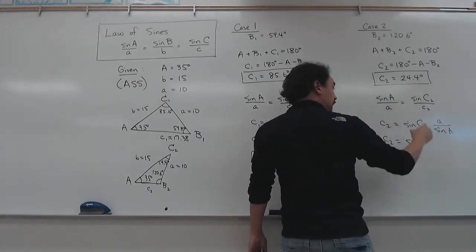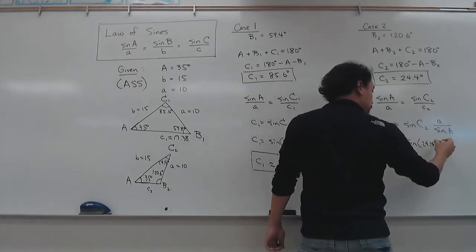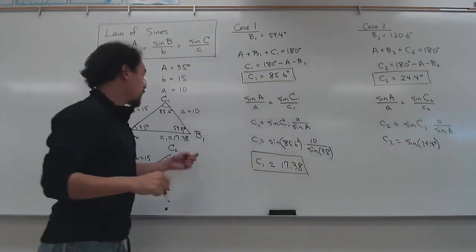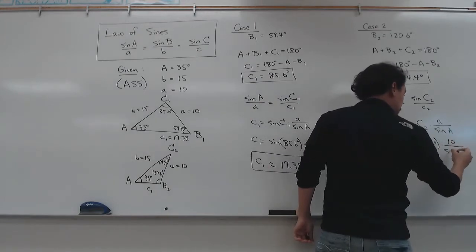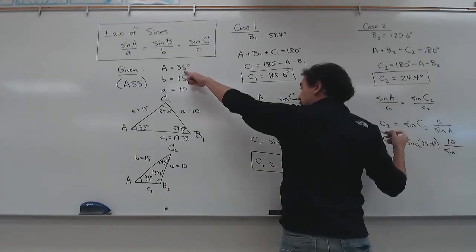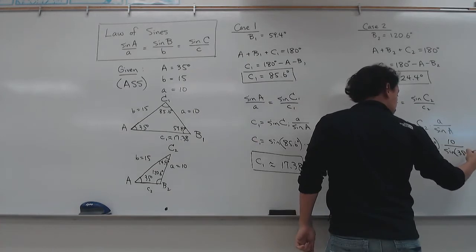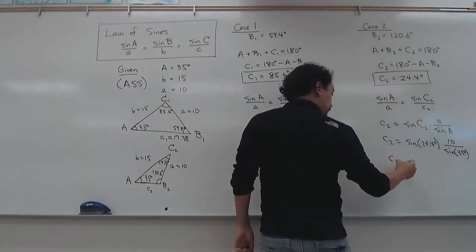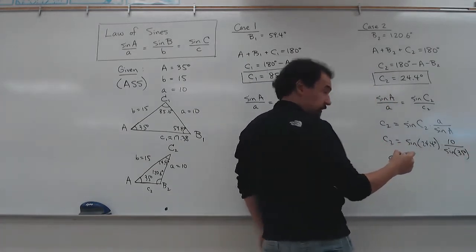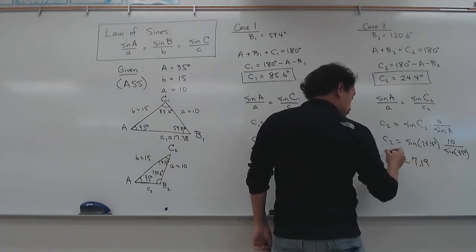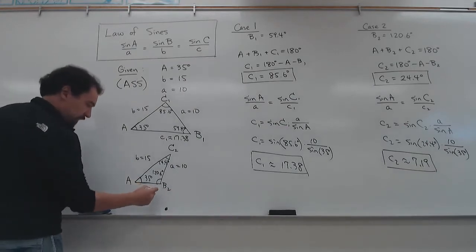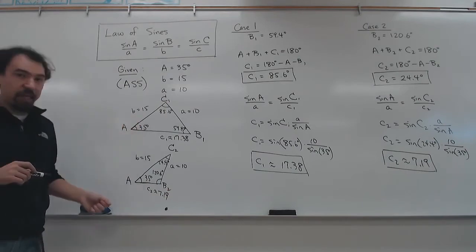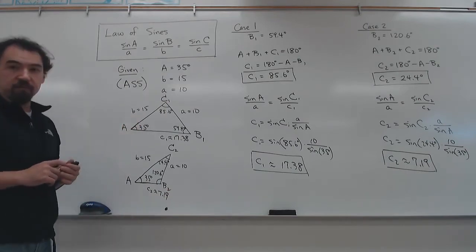Capital C2 is that angle, 24.4 degrees, multiplied by lowercase a, was given in the problem to be 10. And then sine of the angle A was given in the problem, 35 degrees. Then we put all of that into a calculator, and we get that lowercase c2 is approximately 7.19. So this is 7.19. And we have it. Both cases of the triangle have been completely solved.